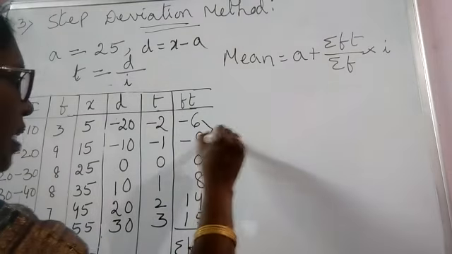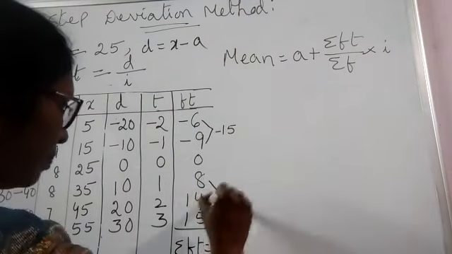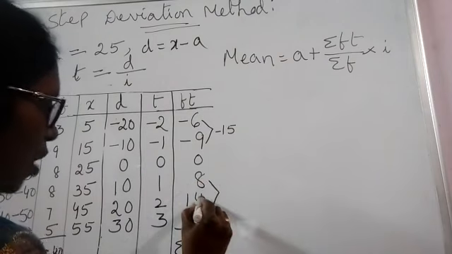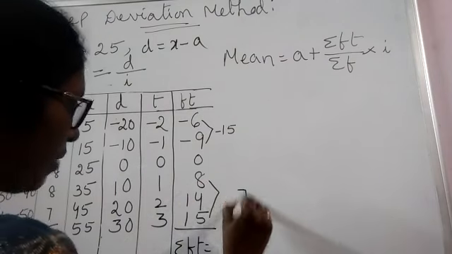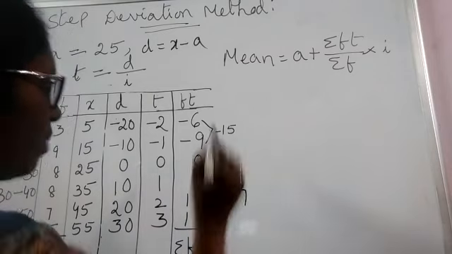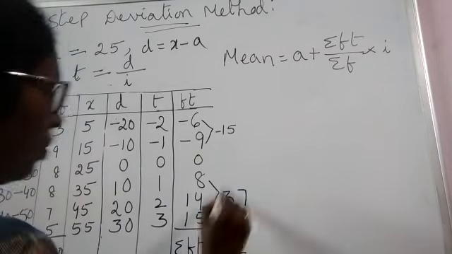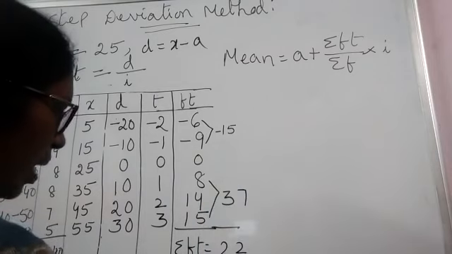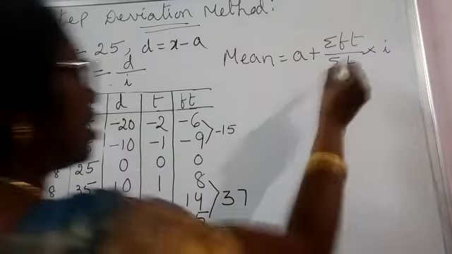Now let us find summation of ft. Minus 6 minus 9 is minus 15. Plus 8 4, 12, 12 5, 17, 1 1 2, 2 1 3. And 37 minus 15. 7 minus 5 2, 3 minus 1 2. Summation of ft we got 22.